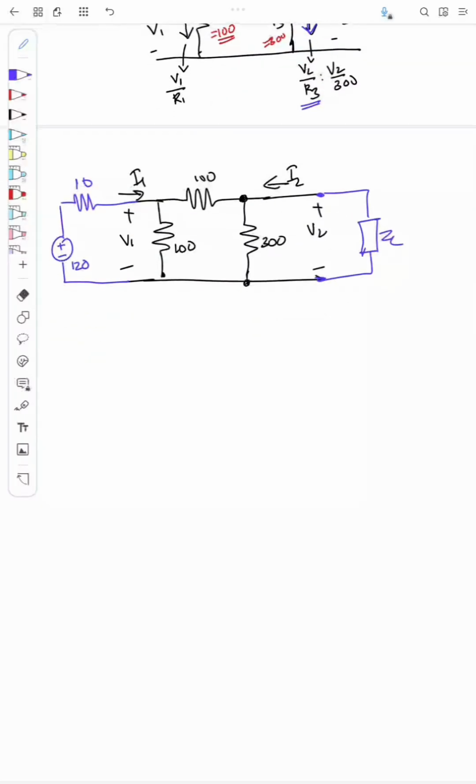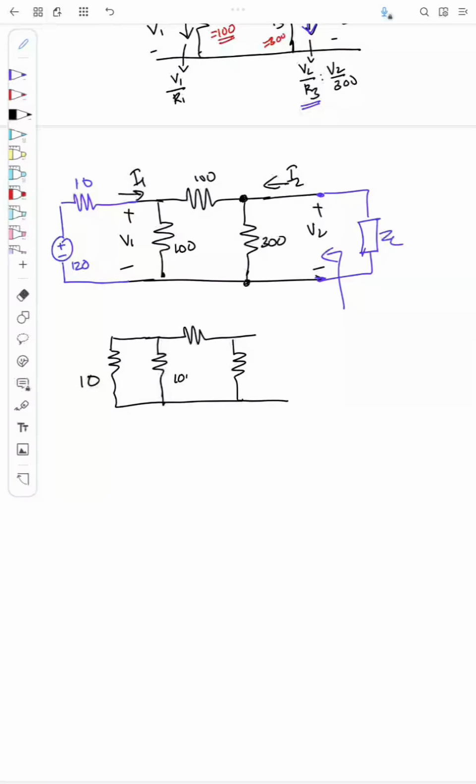Okay, so I need to find the Thevenin resistance. To find the Thevenin resistance, I need to remove all the sources, the voltage source. So I will short the source. So the equivalent circuit will be like this. This is 10, this is 100, this is 100, and this is 300. Okay, and I need to find ZTH here.